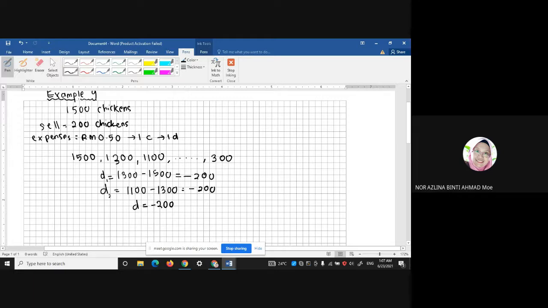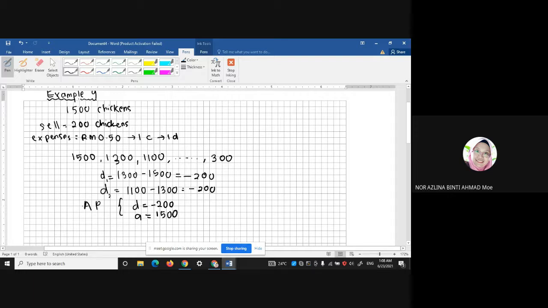So tadi D kita adalah negative 200. Why negative? Because the chicken reduce, berkurang 200. Okay, apa A dalam soalan ni? A adalah first term. First day, ayam dia ada 1,500. Okay, kita dah tahu ini adalah arithmetic progression. Okay, dah tahu jenis progression dia. Okay, next. Nak cari berapa jumlah yang dibelanjakan sepanjang dia bela ayam sampai tinggal 300.